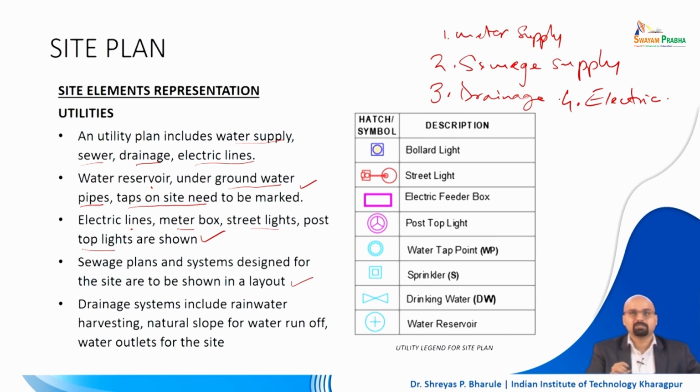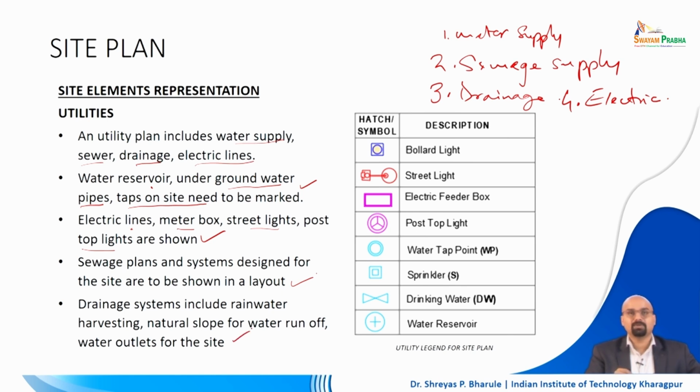So, the sewage plans and system designed for the site are to be mentioned in the layout accordingly. Say if there is a very large building or a very tall building, and instead of going door to door for sewage collection, people would actually put down their garbage from a garbage chute, which is not a very good idea, but in some places it is still common. So, that kind of design or system, which is a garbage chute, is to be mentioned in this particular layout. This is just an example.